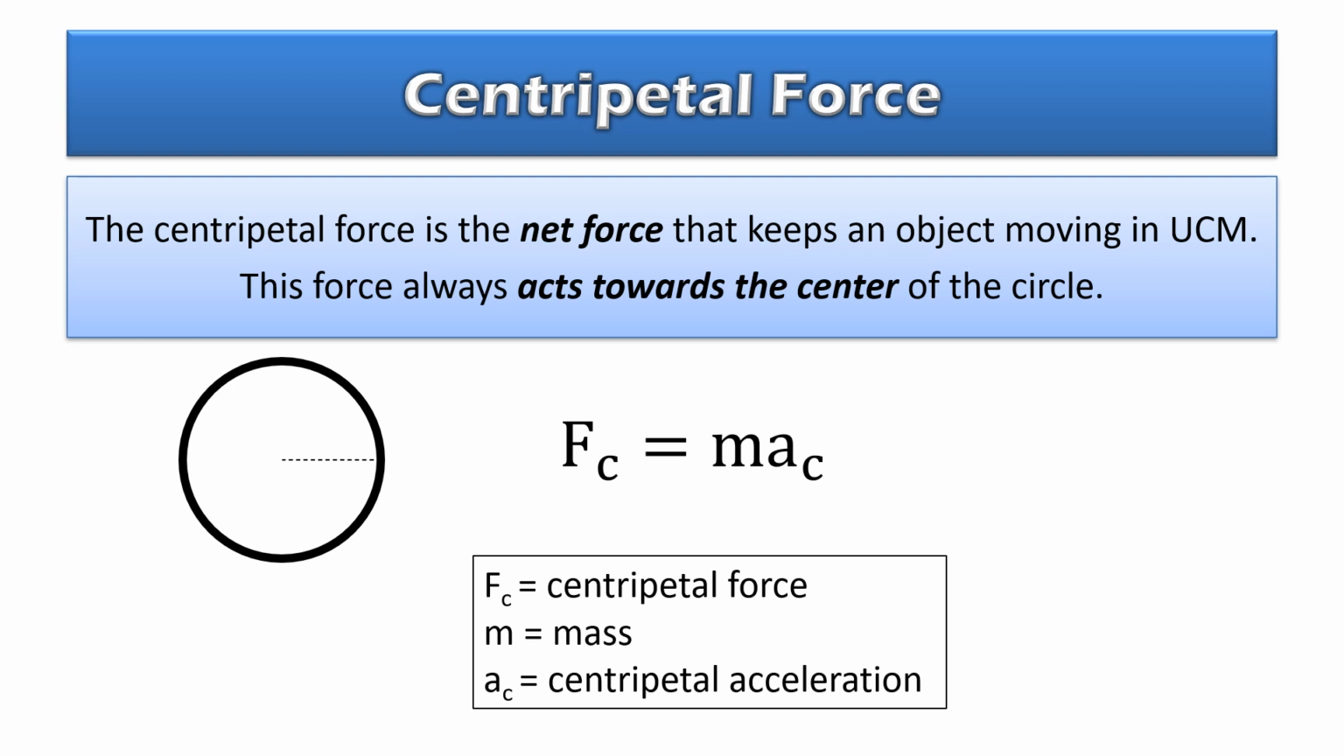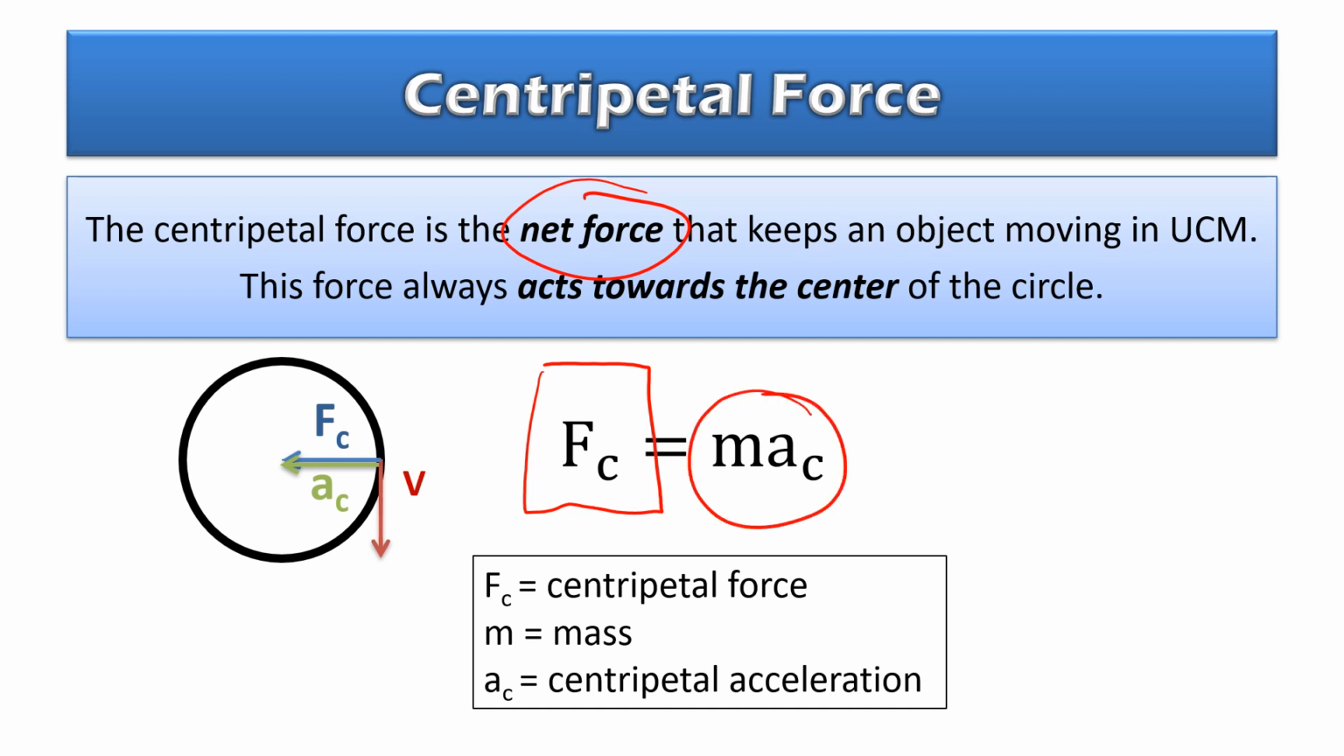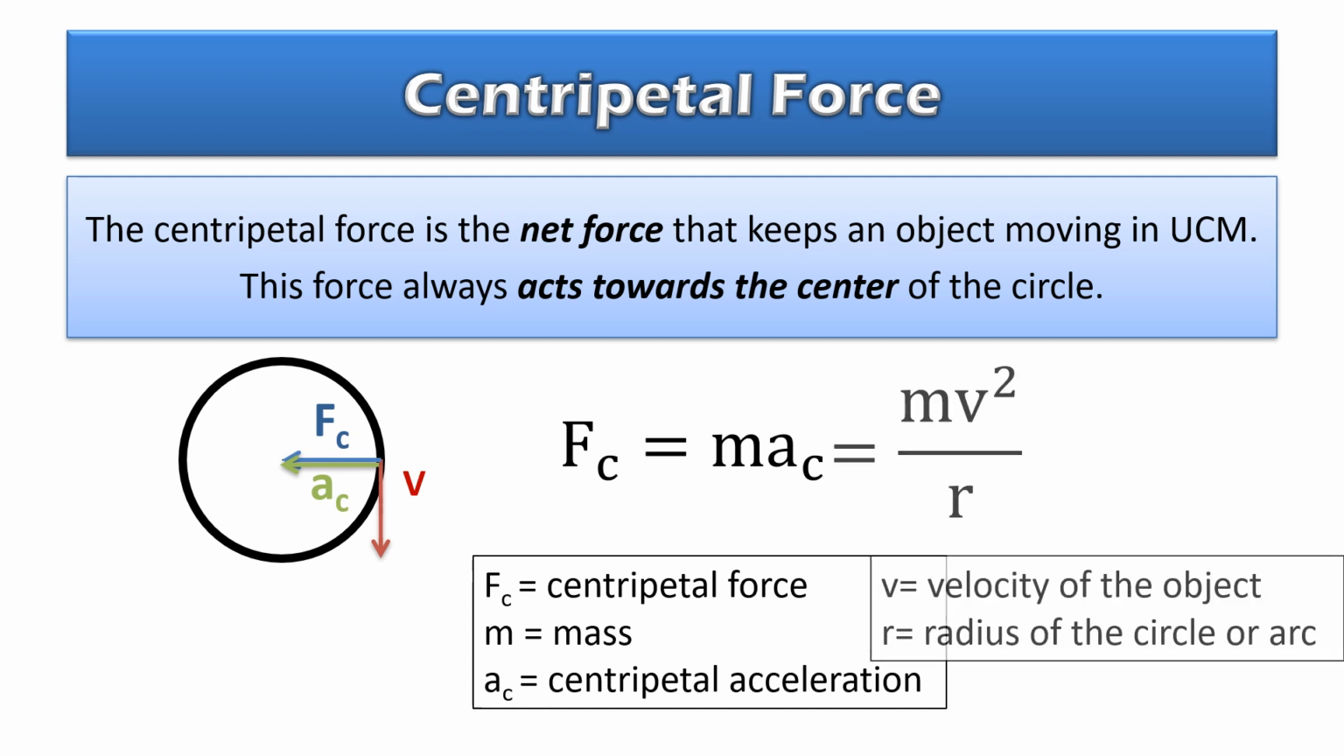It says the centripetal force is the net force that keeps an object moving in uniform circular motion. This force always acts towards the center of the circle, just like the acceleration does, because it's still an example of Newton's second law, where the net force is equal to ma, and a in this case is equal to v squared over r. So don't forget, you could say m times v squared over r. This is for the acceleration. So you could also write the equation like that.